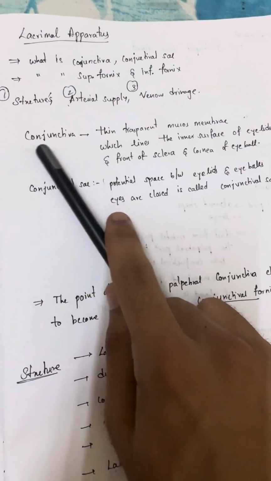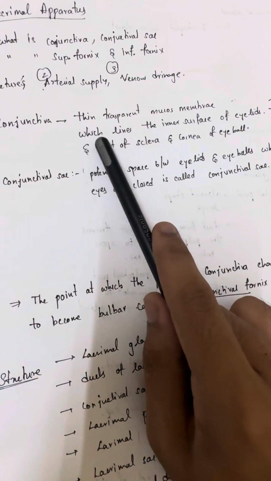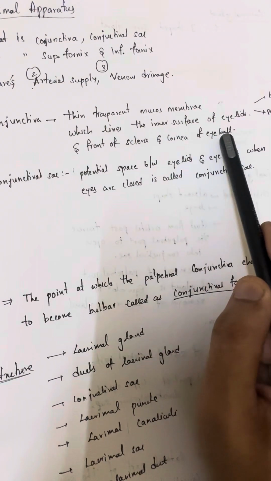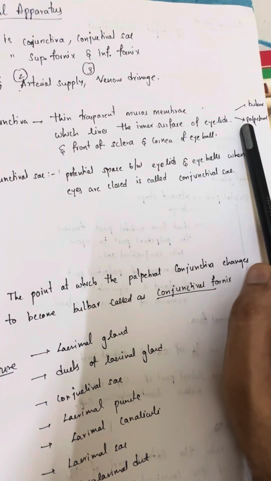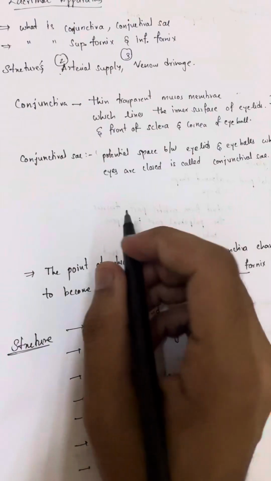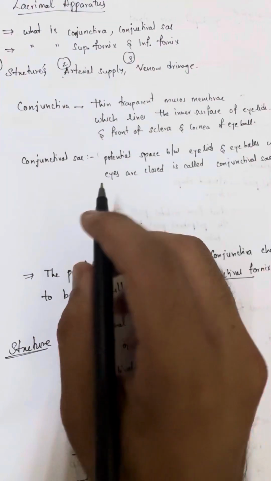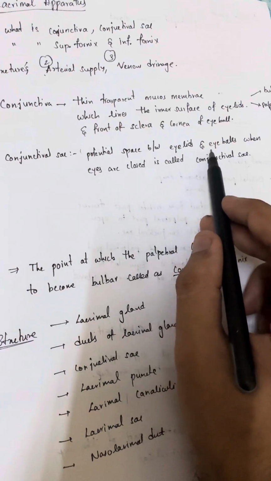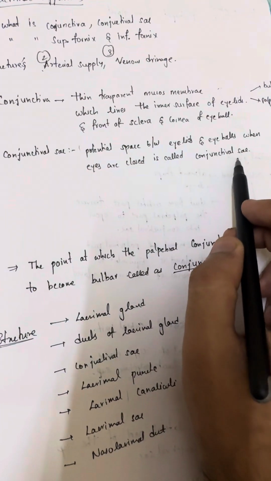Now, conjunctiva: the thin transparent mucous membrane which lines the inner surface of the eyelids and the front of the sclera and the cornea of the eyeball is conjunctiva. It has two parts, the bulbar part and the palpebral part. The conjunctival sac is the potential space between the eyelids and eyeballs when the eyes are closed.